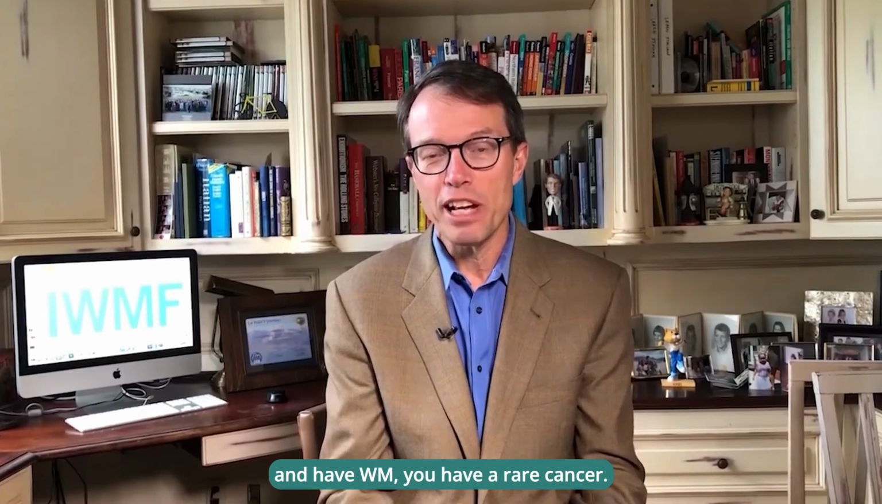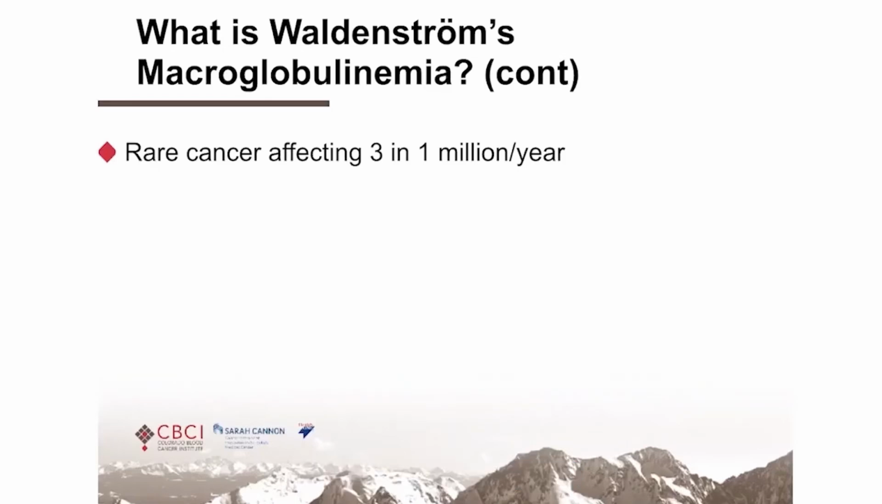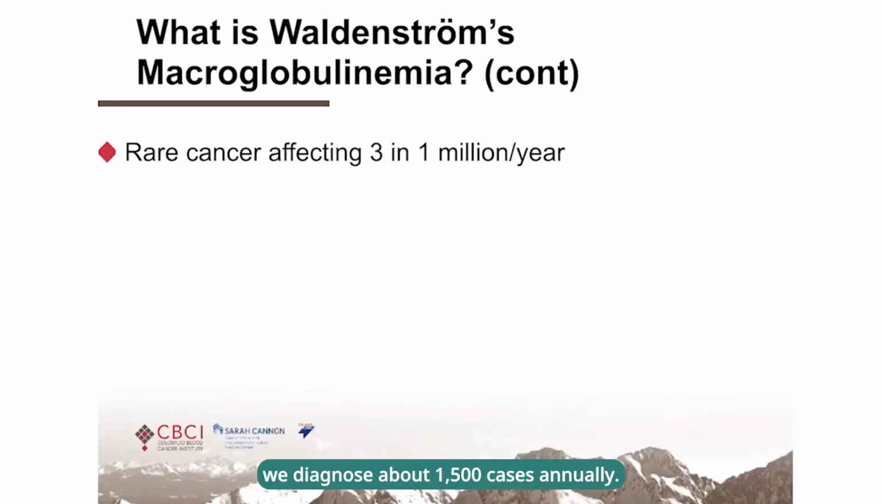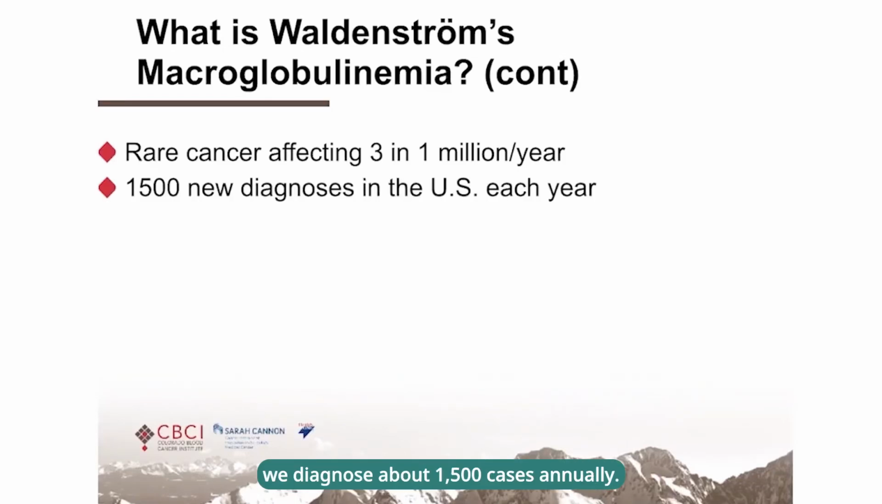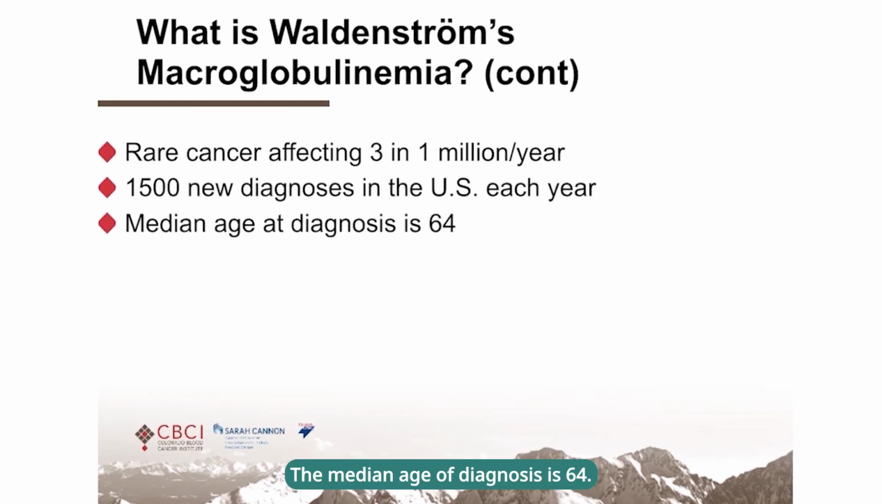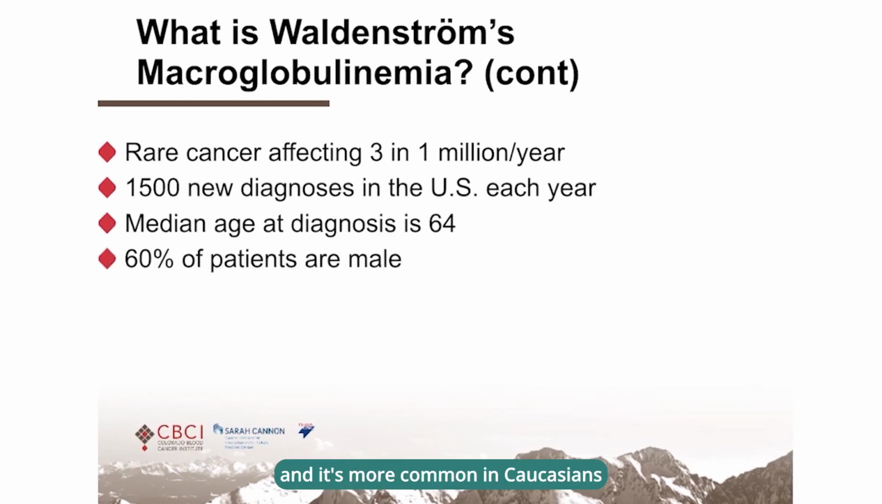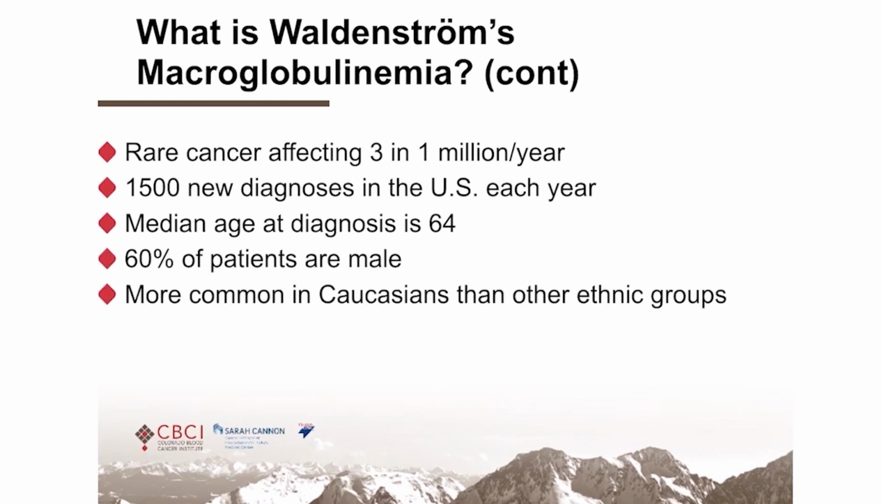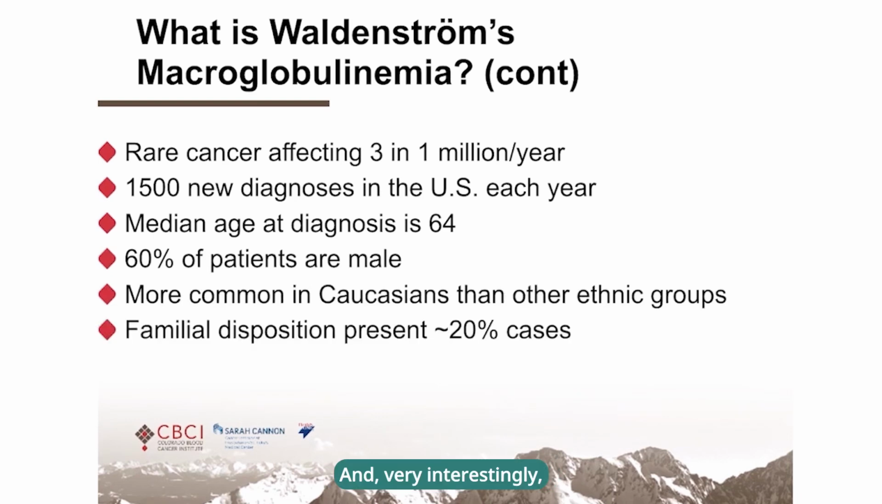If you're participating in this webinar and have WM, you have a rare cancer. It's a 3 in a million cancer. In the United States of America, we diagnose about 1,500 cases annually. The median age of diagnosis is 64. Most patients are male, and it's more common in Caucasians than other ethnic groups. Very interestingly, in about 20% of cases, you can find first-degree relatives of WM patients who have other types of blood cancers, often WM.